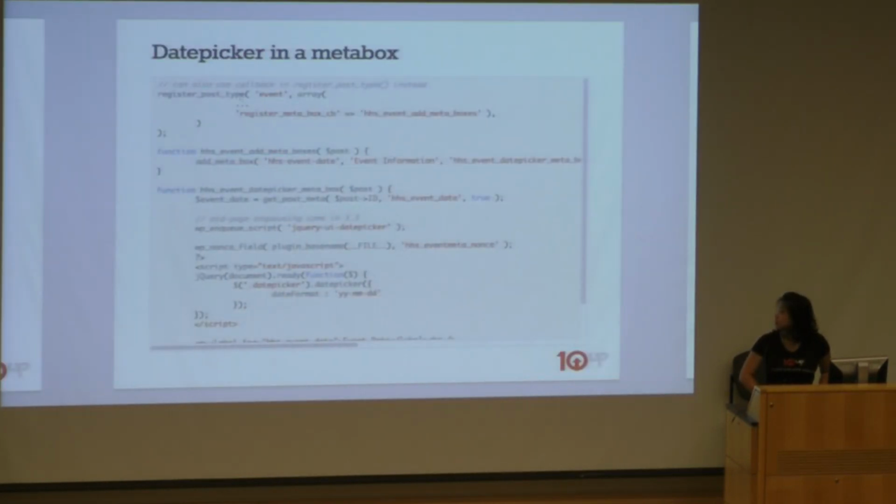Oh, and another cool thing to note. In register post type, there's actually a register Metabox callback argument that you can provide that allows you to provide the name of the callback function for adding a Metabox. So then you don't have to do yet another action hooked on to add Metaboxes for just that post type. So we'll do it for just that post type, which is pretty neat.